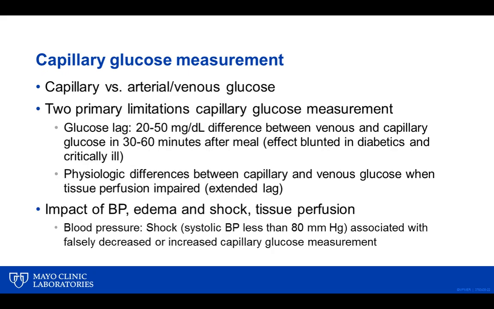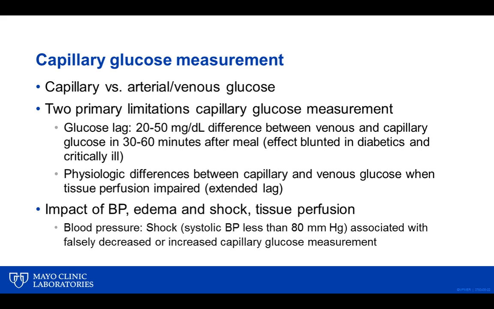Two main limitations of capillary glucose measurement compared to venous are going to be the physiologic lag, so the fact that the venous glucose goes up and then 15-20 minutes later the capillary goes up. So when we treat with insulin or feed the patient or give glucose intravenously, we know the capillary measurement won't reflect right away the venous measurement. And then the physiologic lag can be extended, or the magnitude increased, if blood flow and perfusion isn't appropriate.